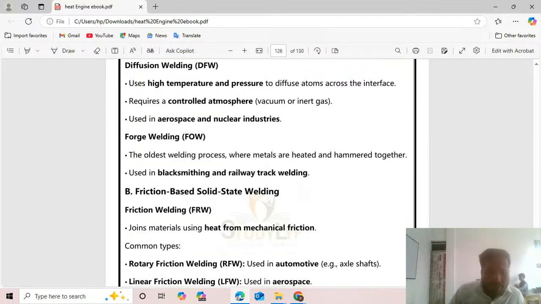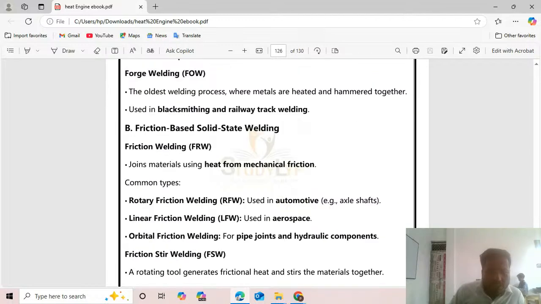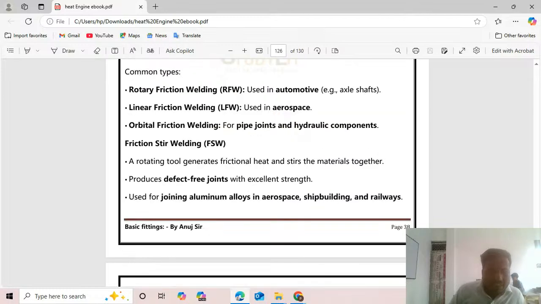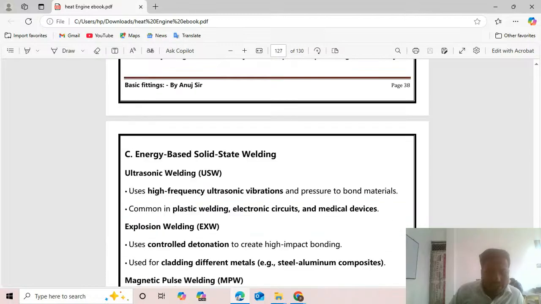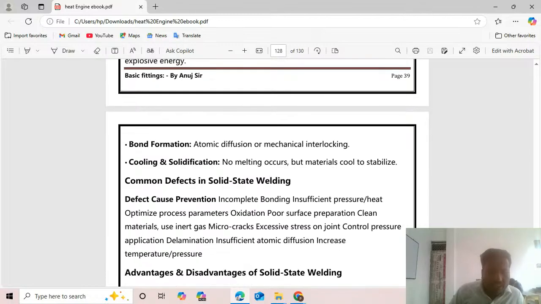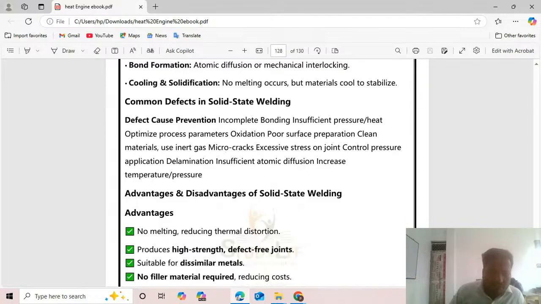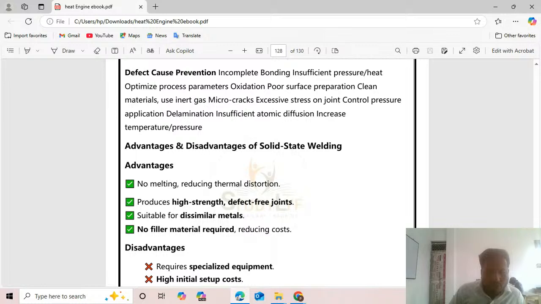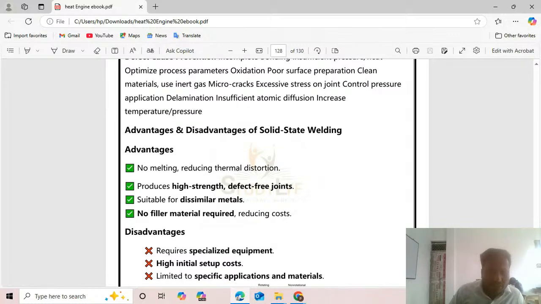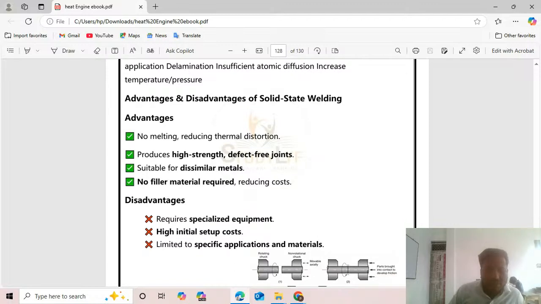Friction-based solid state welding joins the material using heat from mechanical friction: rotary friction welding, linear friction welding, orbital friction welding. In these welding processes we only use the metal, with no need of filler material. But there are some disadvantages: the material properties will be the same, so we can join them, but if they are different, we cannot join them to each other.